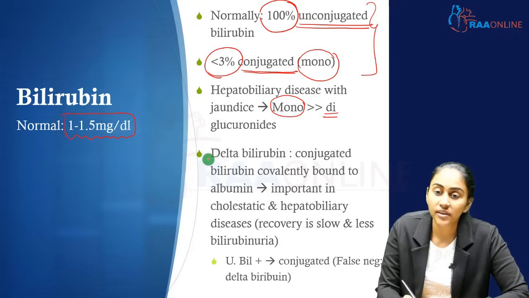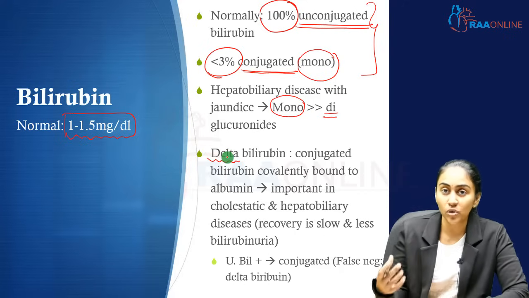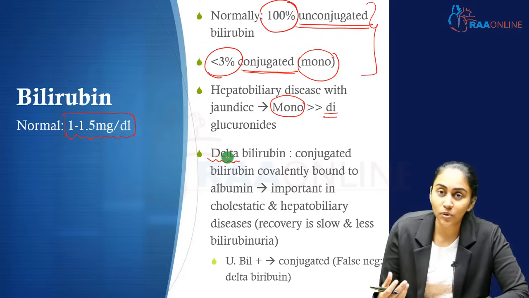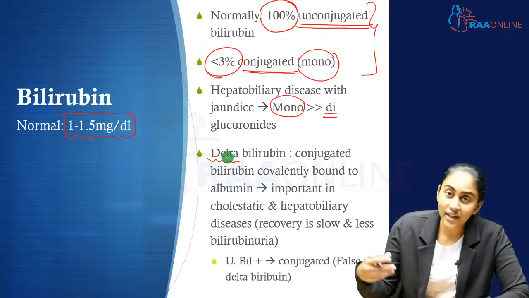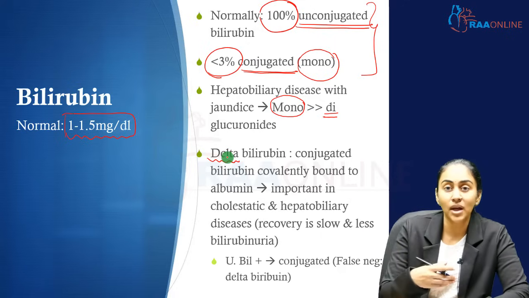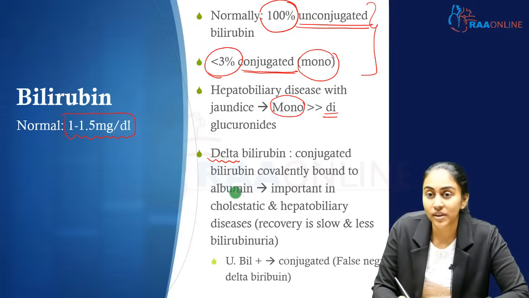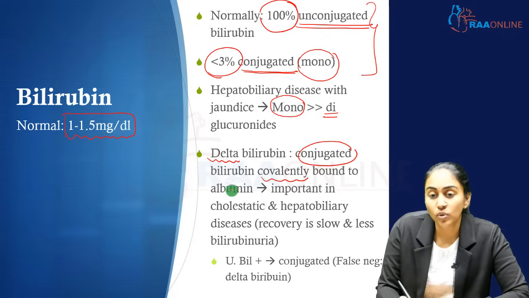Another important thing which we need to know is the delta bilirubin. What is this delta bilirubin? Now, we know that the unconjugated bilirubin, the bilirubin before the conjugation process, is what binds to the albumin, and it binds to the albumin non-covalently, so that it gets transported through the blood to the liver. But what is delta bilirubin? Delta bilirubin is basically the conjugated bilirubin which is covalently bound to albumin.